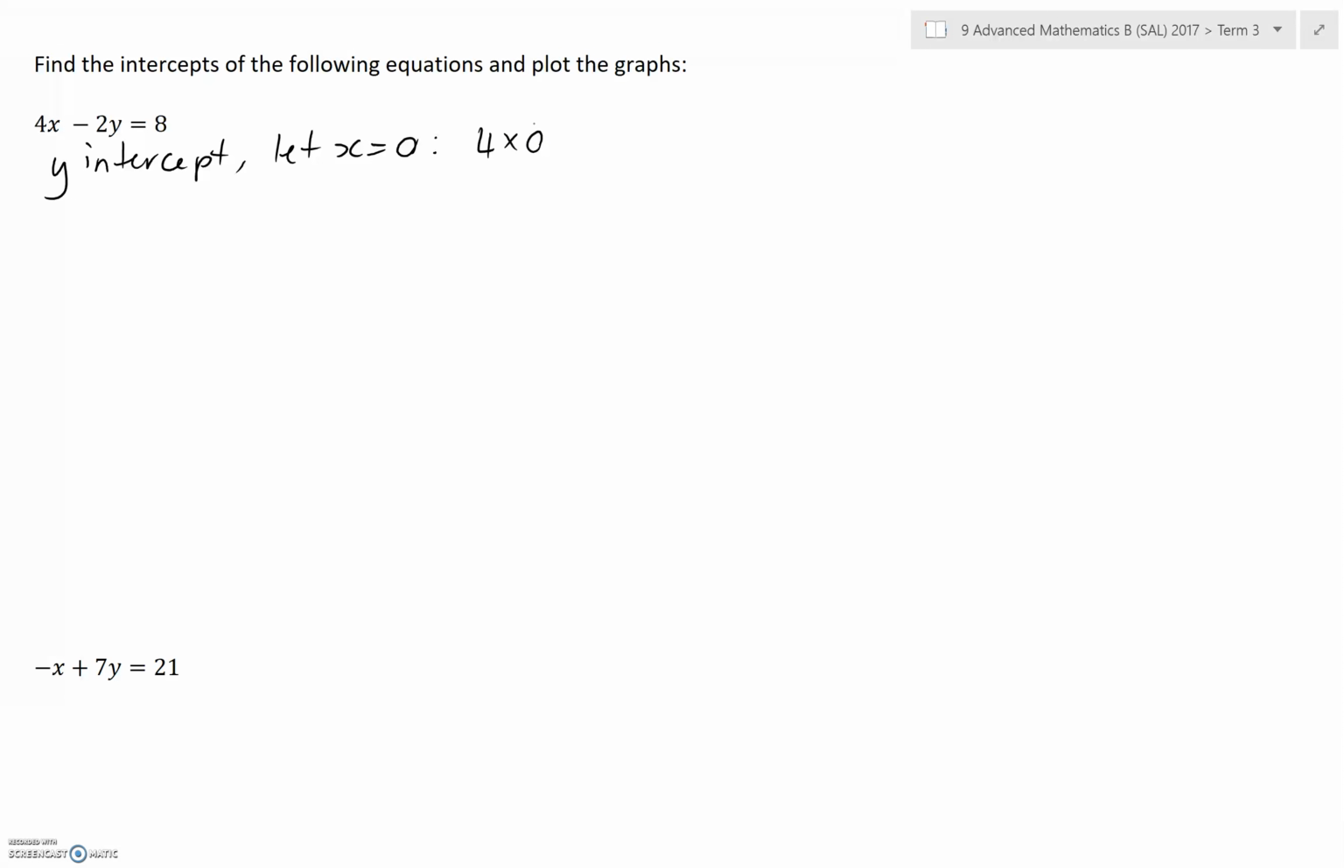That will give us 4 times 0 minus 2y equals 8. 0 minus 2y equals 8, so negative 2y equals 8. We need to divide both sides by negative 2 to get rid of that negative 2, so y equals negative 4. Now, obviously, you don't need all of those steps if you're feeling very confident, but put them in if you need them. So it's best at this point to write our y-intercept as a coordinate.